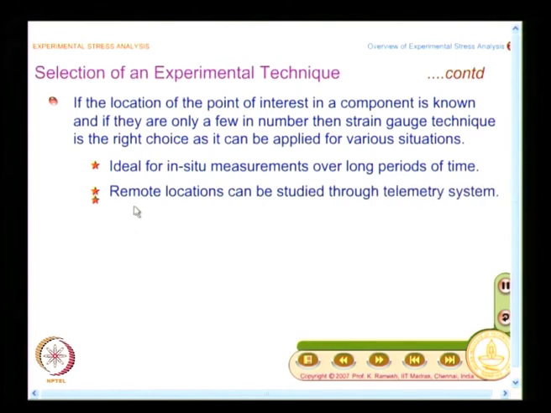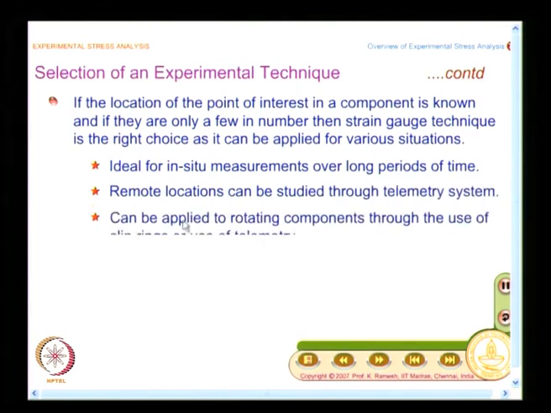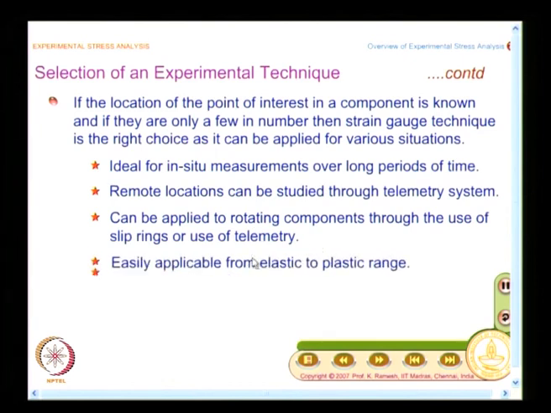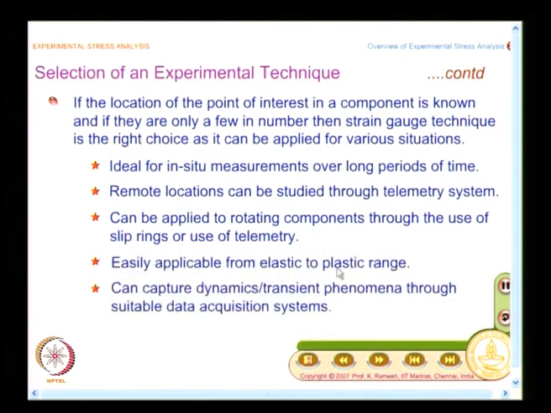You can also study remote locations, you can also do it for rotating components, and can work from the elastic to the plastic range, and also for dynamic or transient phenomena. So, what we find here is that it is more of a general purpose technique, and this is very advantageous when you go in for strain. If you want to get some information, then you can always fall back on strain gauges in some way or the other.